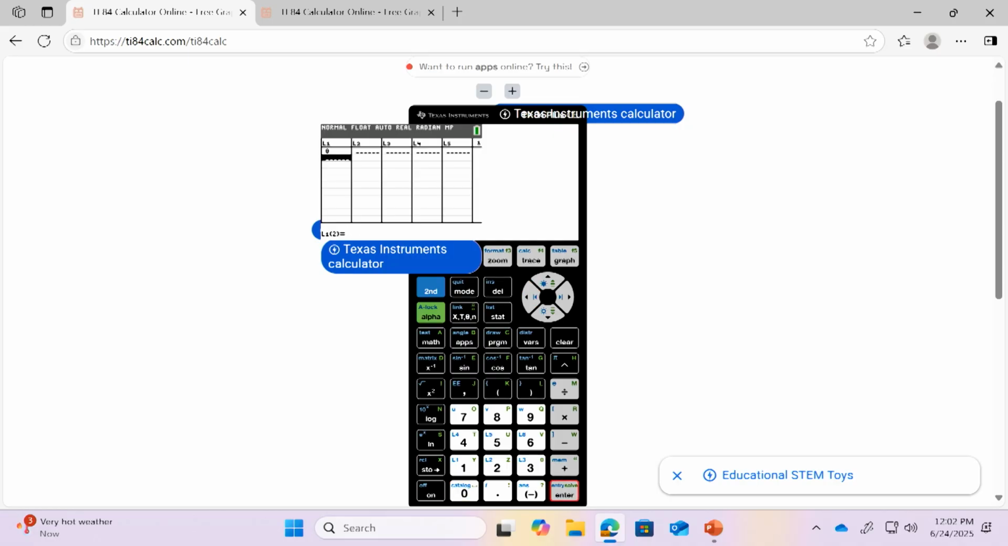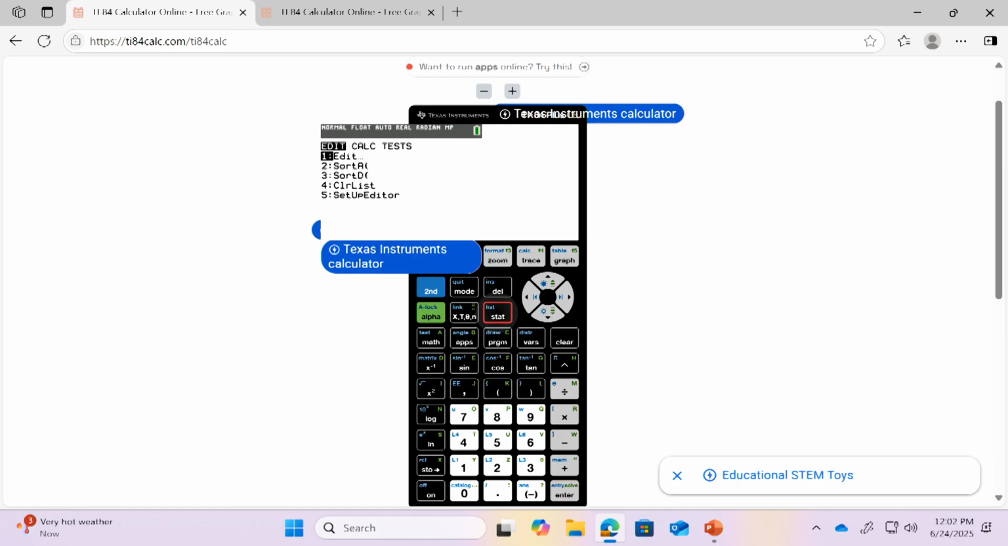So I have 0, 1, 2, 3, and 4. And then I'm going to put my y values in: 7, 13, 31, 61, and 103. All right, so now that I've got my table in, I need to pull up that regression.